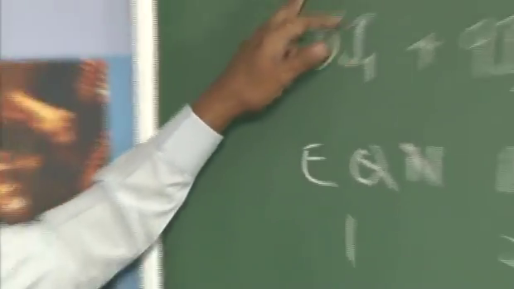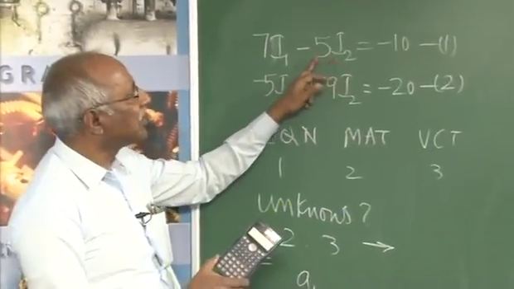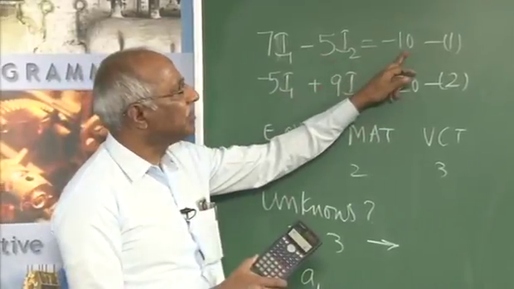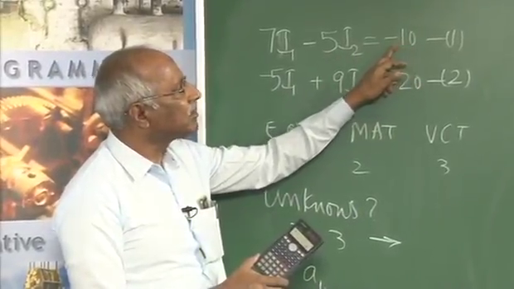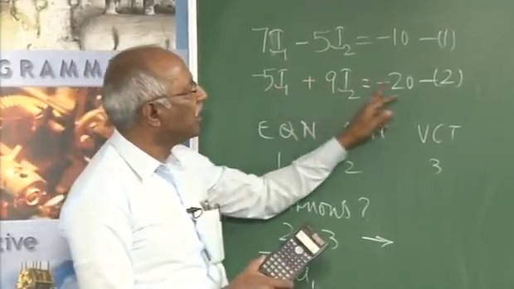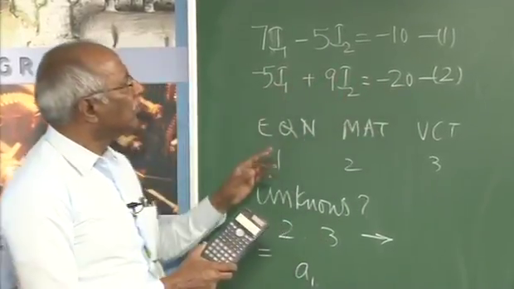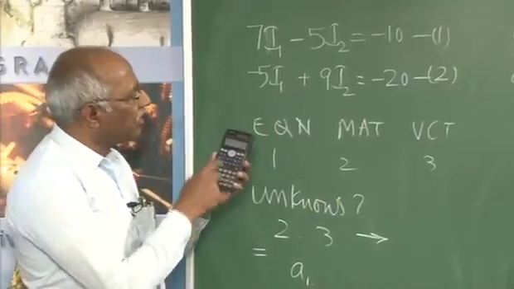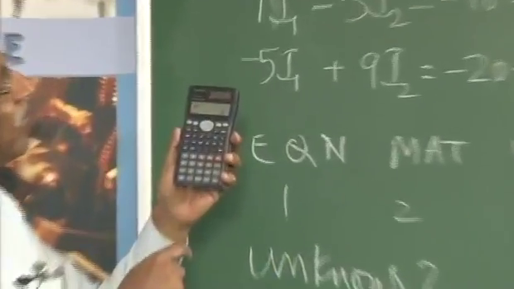Now what is this A1? Coefficient of I1 is taken as A1, coefficient of I2 is taken as B1, the constant minus 10 is taken as C1. Similarly, this is A2, B2 and C2. Now to get the solution, once you come across a display of A1, enter A1 is equal to 7.